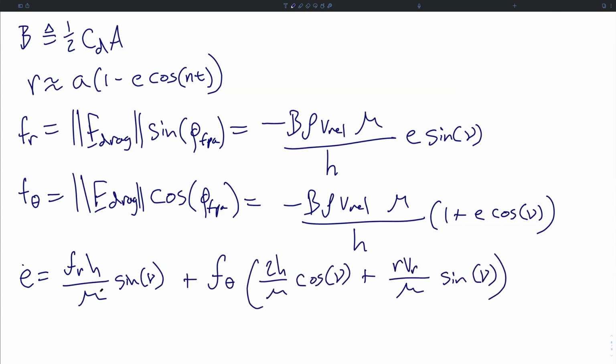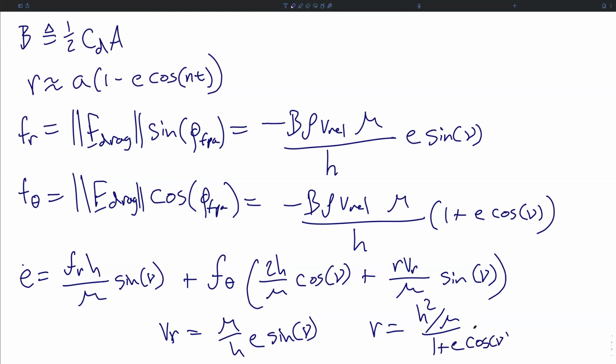the time derivative of the eccentricity is equal to the radial component of the perturbing force times h over mu sine nu, plus f_theta times the quantity 2h over mu cosine nu plus r times v_r. This is the radial component of the velocity over mu sine nu. The radial component of the velocity we have previously established is mu over h e sine of nu. And r we can always write as h squared over mu over 1 plus e cosine of nu.